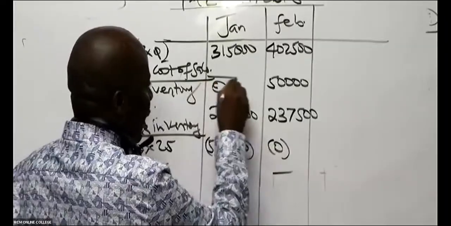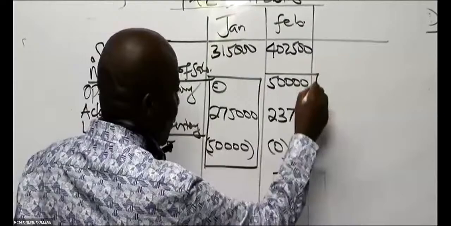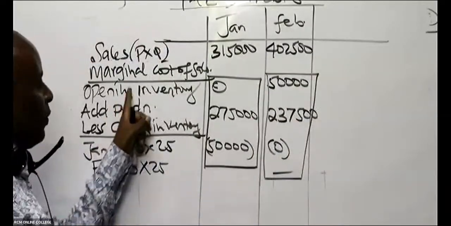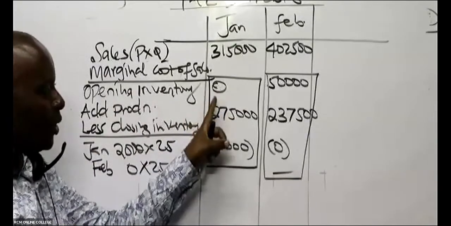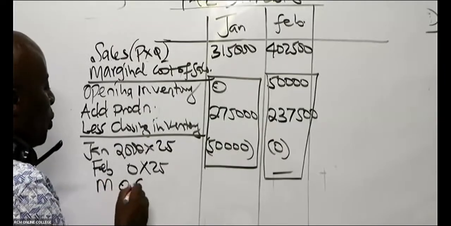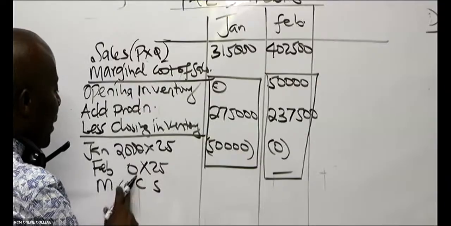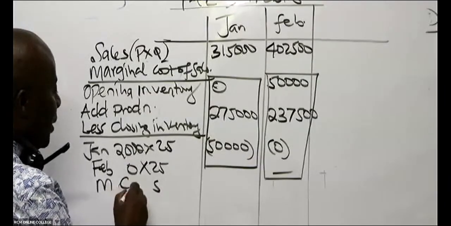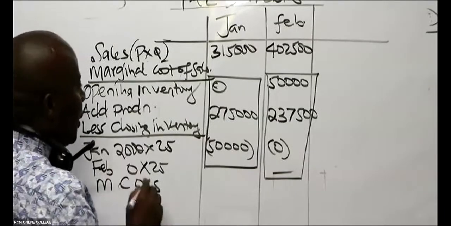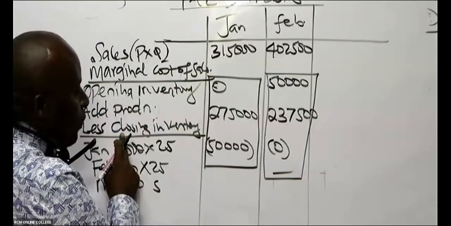So please take care of these 3 numbers. Always take care of those 3 numbers. You're taking opening inventory, you add the production, so you take 0 plus this minus this, and you give me the MCOS, marginal cost of sales. Remember, to get marginal cost of sales, you take opening, you add production, you less closing inventory.